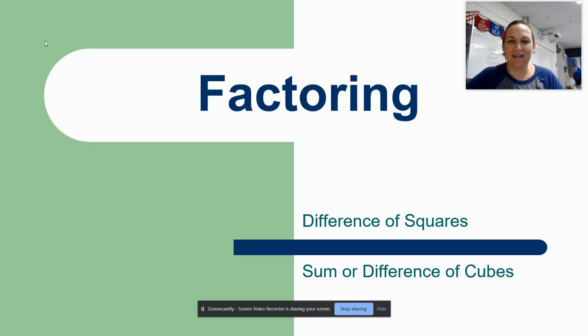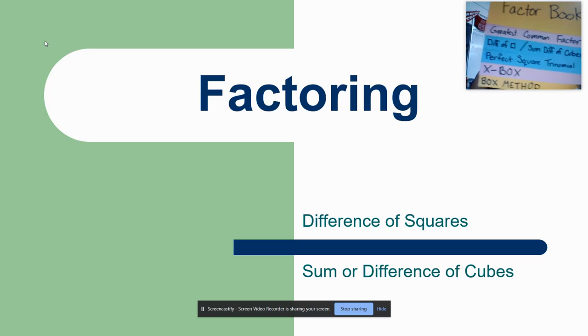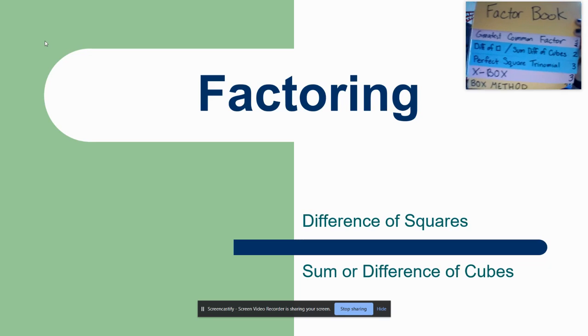Hi guys, we are on our last new type of factoring, which is called the sum or difference of cubes. Remember, yesterday we did the difference of squares, and today is our last new type of factoring. If you're writing in your factoring book, we're going to finish up the factoring book today, which is really exciting. Remember, we were supposed to write difference of squares and sum or difference of cubes in the same section.